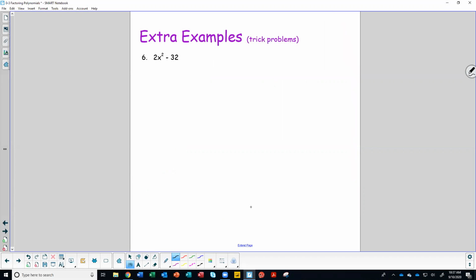And now some extra examples or trick problems. So number 6, there is a GCF. And so I first factor out the 2. X squared minus 16. Now this one is a trick problem because if you notice, here's my A. This doesn't have an X, so that's my C. That means B equals 0.